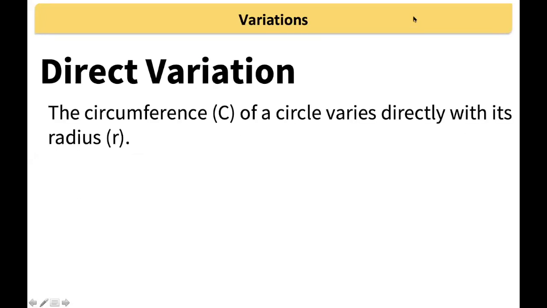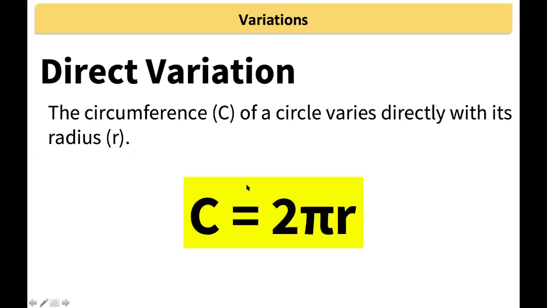An example would be ang circumference ng circle and radius. Okay? The circumference of a circle varies directly with its radius. Kasi ano ulit yung equation ng circumference natin, ng circle? It's equal to 2 pi r. Ano yung k natin dito? Ano yung constant of variation natin? It would be 2 pi. Okay? Nakakasunod pa?